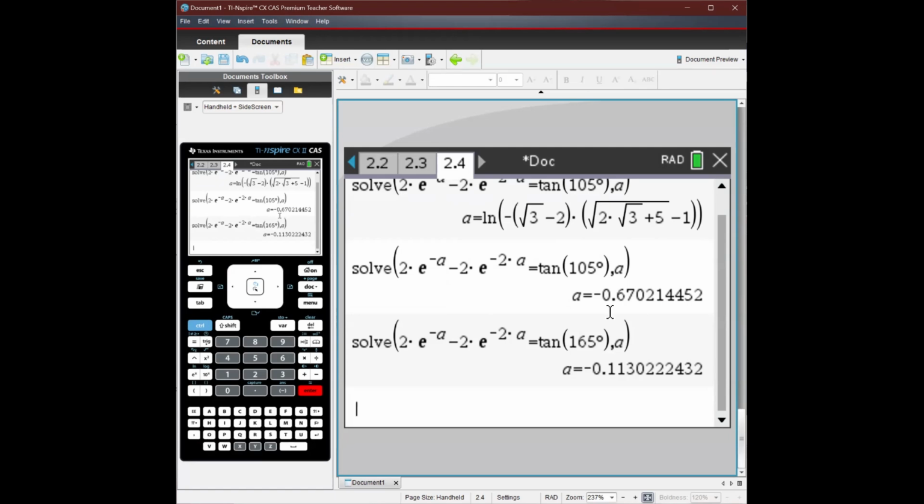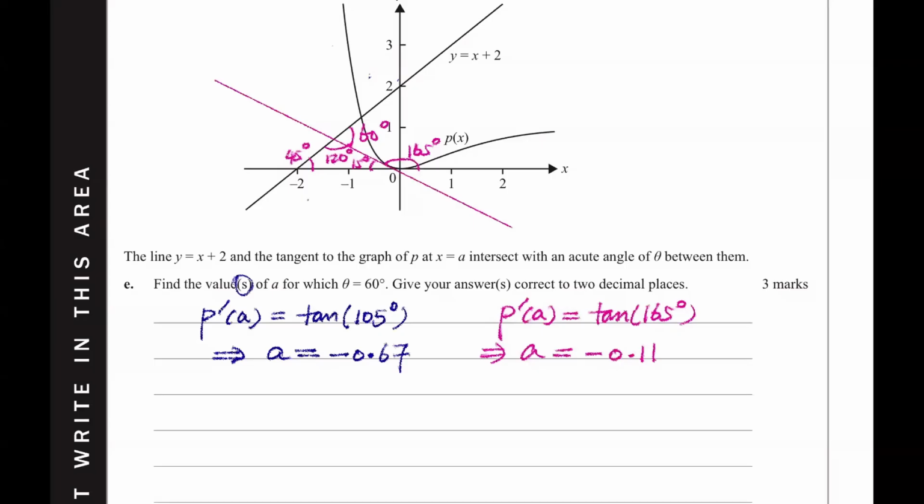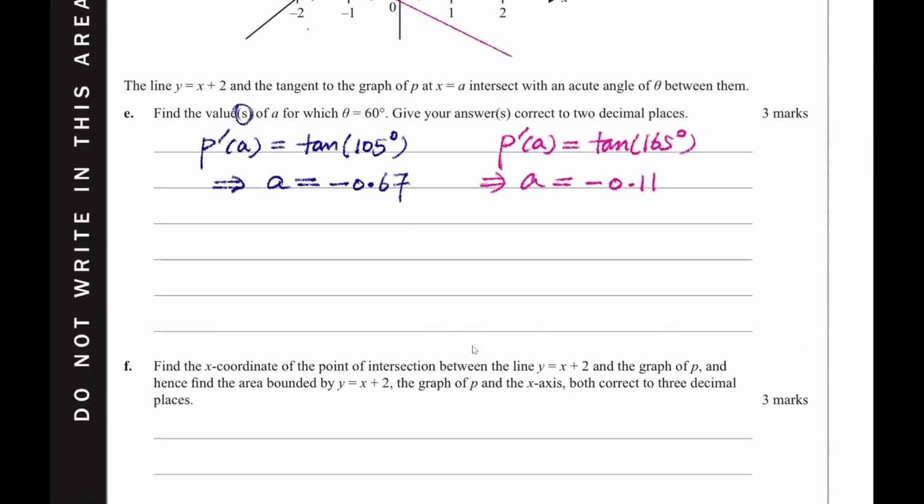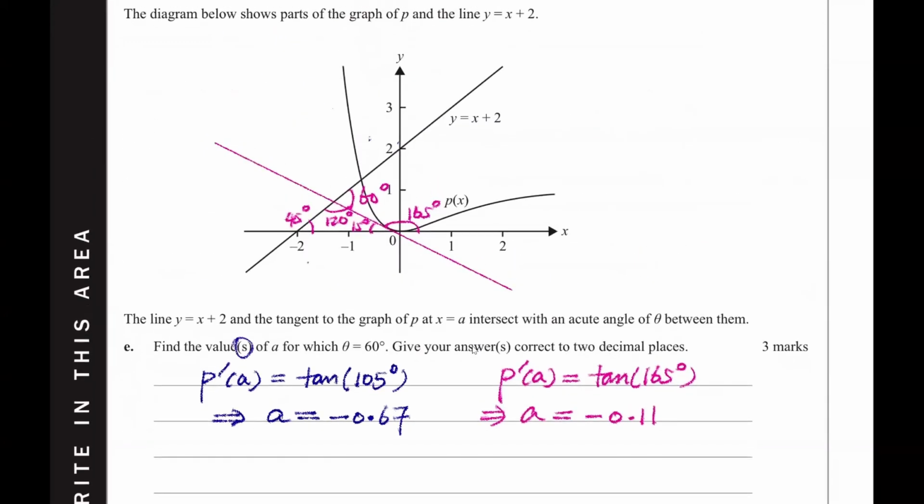And another A value is like minus 0.11. Okay, all right. So this is Part E? Well, I'm thinking if we could use the difference of two angles to get, yeah, it is technically possible.